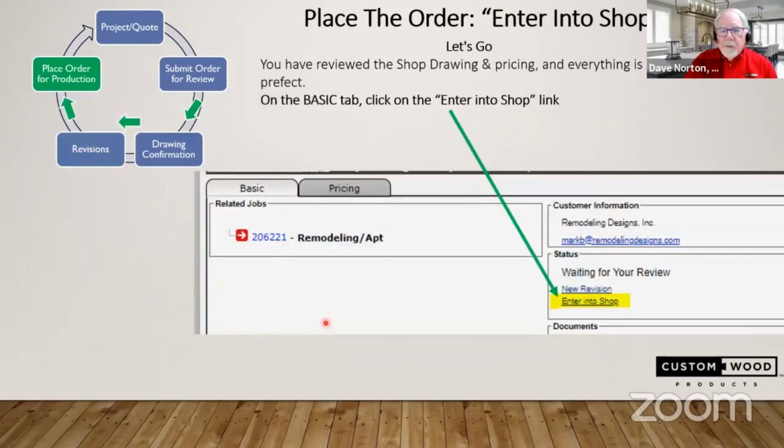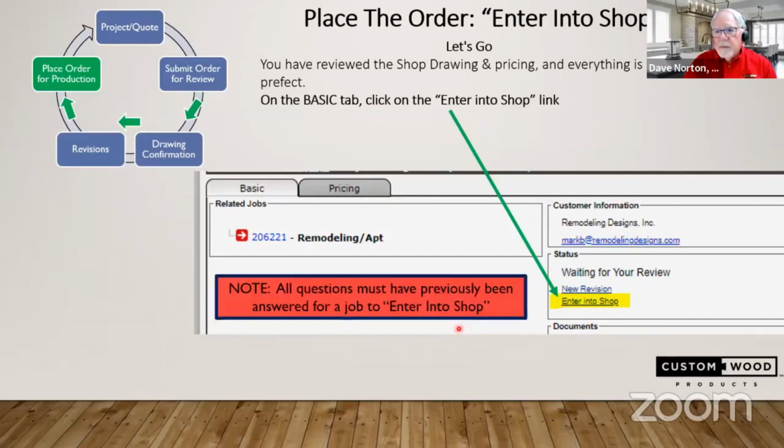And to do that, we're back on the basic tab. We're going to click on enter into shop. You cannot have any questions open if you're trying to enter a job into shop. If the only revision is an answer to a question, call your project manager, talk through the answer, they'll clear it, and then you'll be able to put it in.